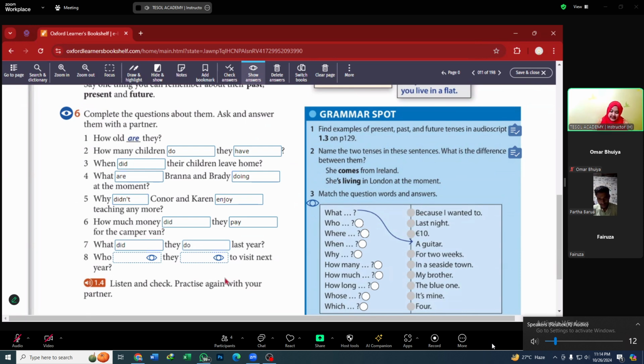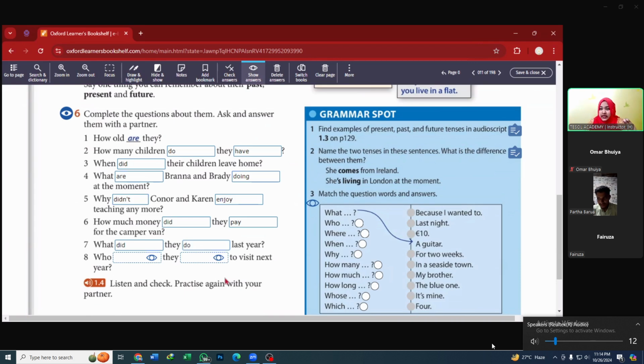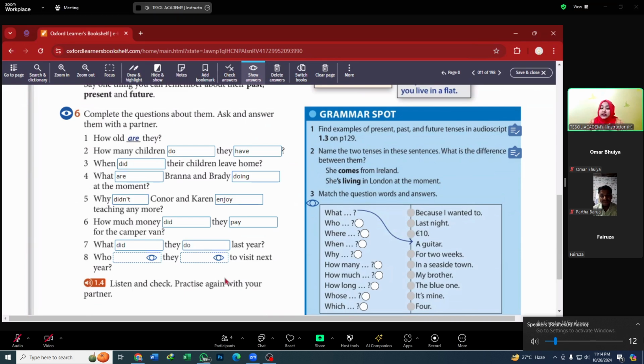When we are talking about the past, we use did in our questions, when we are talking about something that happened in the past. And when we're talking about something in the future, we use are or is. We also use will or shall, but in questions, oftentimes for the future, we use are or going to. Understood? So in number 8, we're talking about the future.